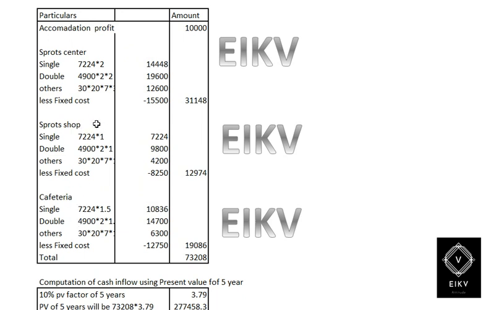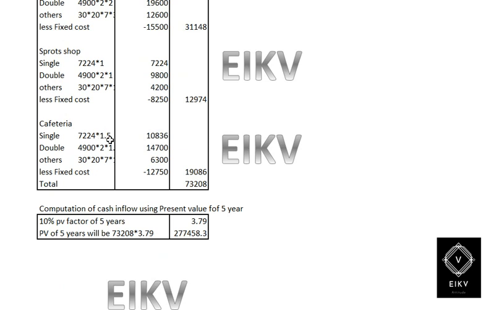Okay, so the computation of net income of the sports shop: single room 7,224 into 1, which is 7,224, and double room 4,900 into 2 members into 1 rupee gives you 9,800, and for other visitors 30 multiplied by 20 weeks into 7 days into 1 gives you 4,200. Less fixed cost 8,250 gives you a net income of 12,974.